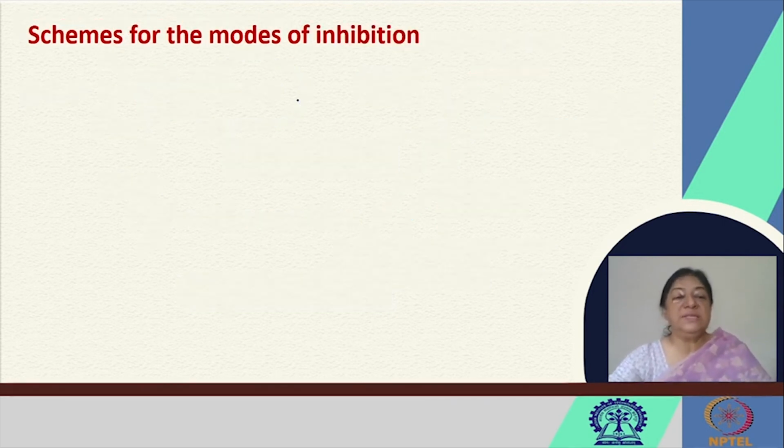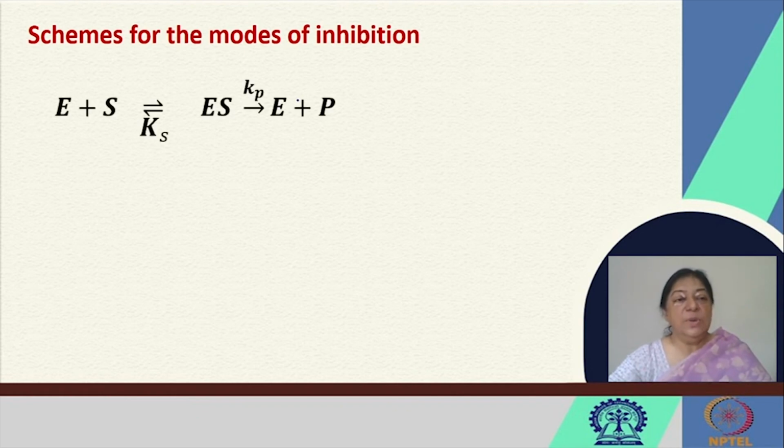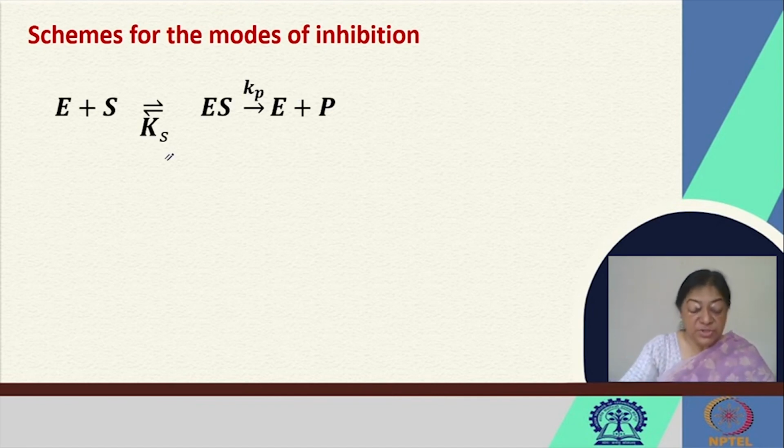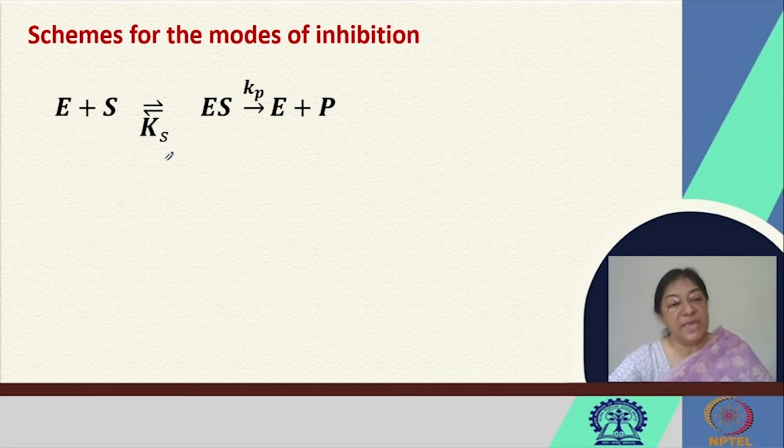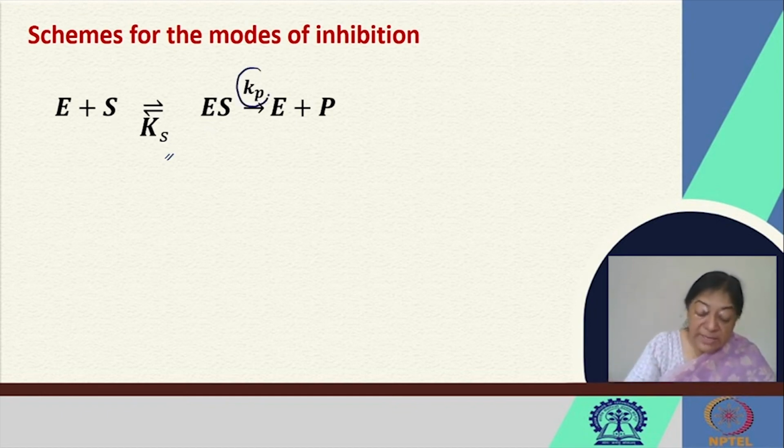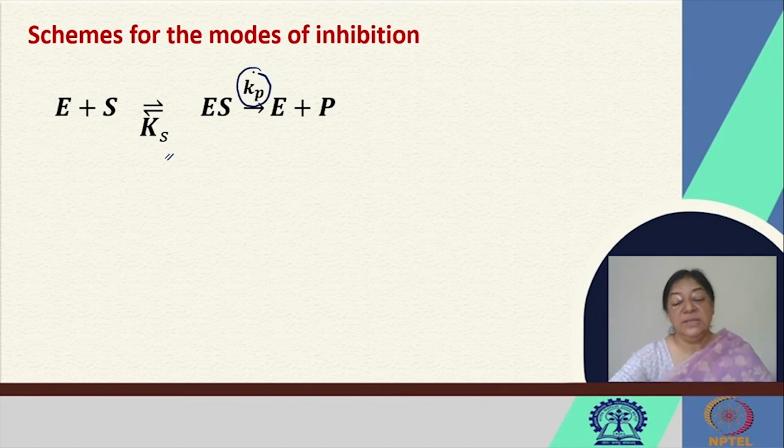So if we look at the schemes for the modes of inhibition in general and have a look at all the possibilities, we will see that we have, say, an E plus S going to an ES. Here we have looked at the dissociation constant in terms of Ks going from ES back to the enzyme and substrate. And the small kp indicates a specific rate constant that takes the enzyme substrate complex to form the product.